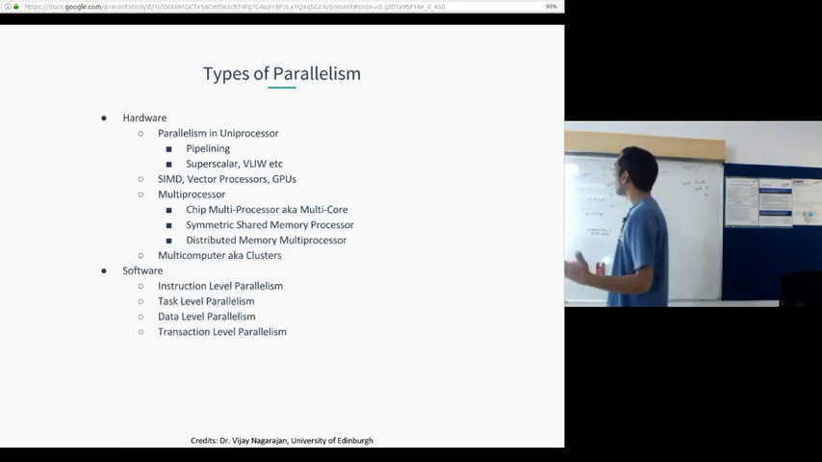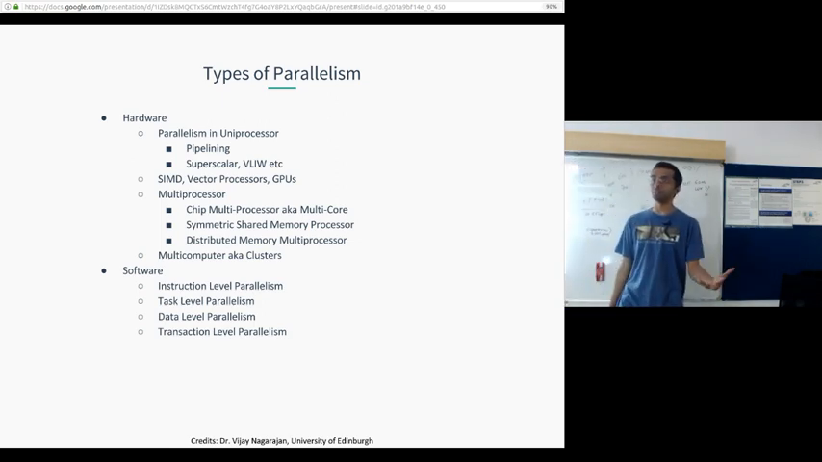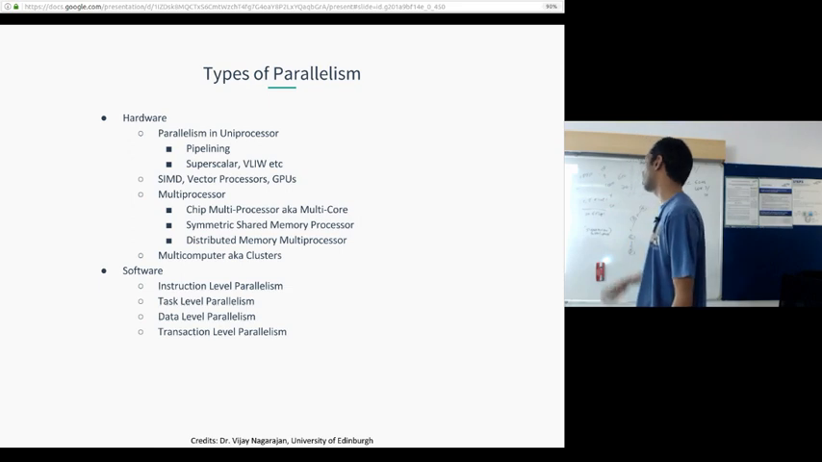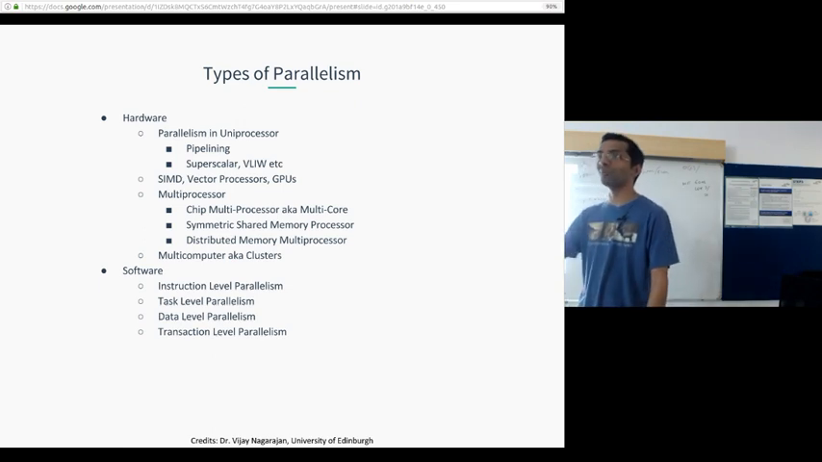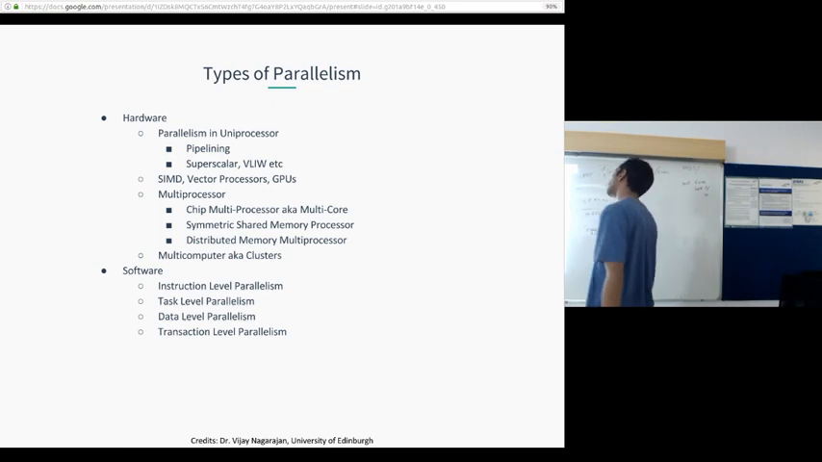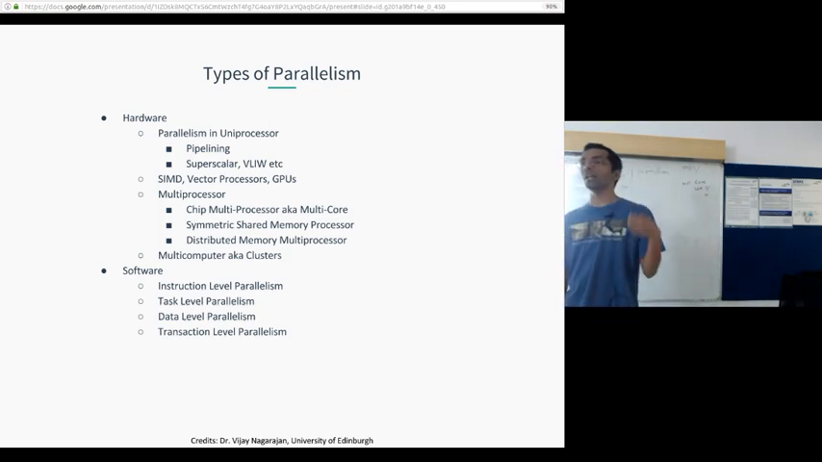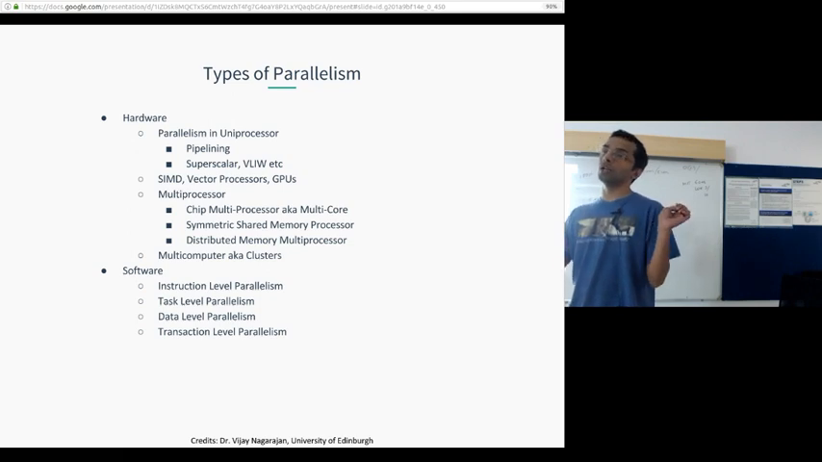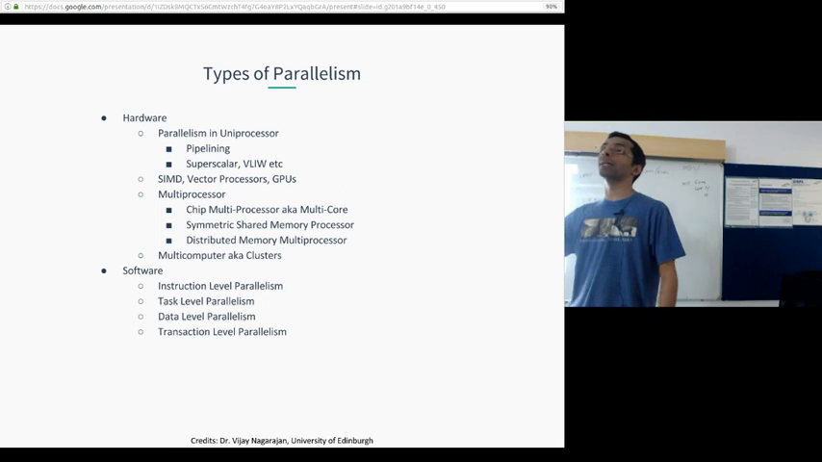Right? So on the hardware side, one kind of thing we can do is parallelism in a uniprocessor, which we'll talk about. One is pipelining, the other is superscalar or very long instruction word, it's called, or large instruction word. I keep forgetting large or long. And the next idea is examples like single instruction, multiple data, wherein you have a single instruction, for example add, but you do that for multiple registers at the same time.